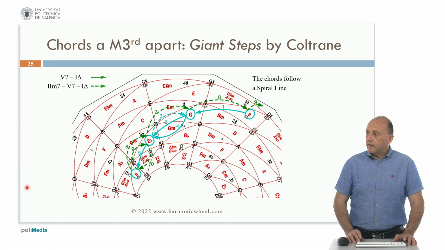The chords are B major 7th, G major 7th, E flat major 7th, and again B major 7th. Before each of these chords, we will have the cadence 5-1 or 2-5-1. Let's listen to it played by John Coltrane.